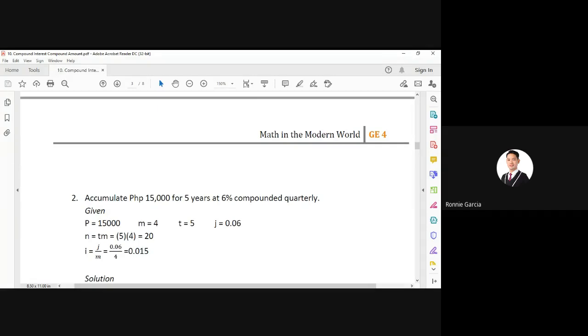So if you are using the formula 1 plus I to the power of N, then you must solve the value of N and I. So N is equal to T times M. That's 5 times 4. So 20 ang imong exponent kagamiton later. Then ang imuhang I, katong imuhang 6% divided by 4 quarterly. So that's 0.015.